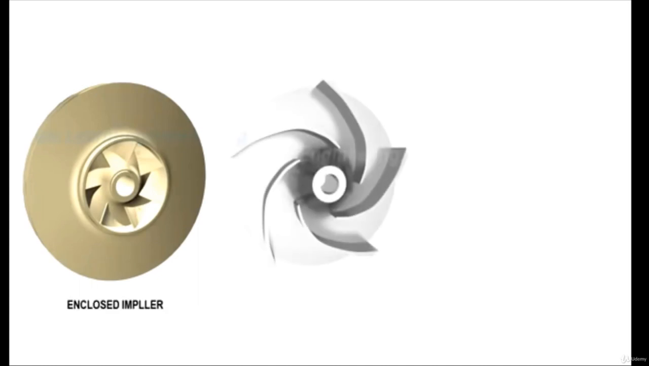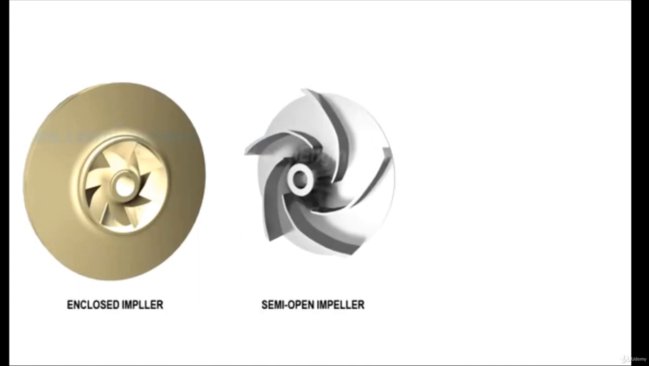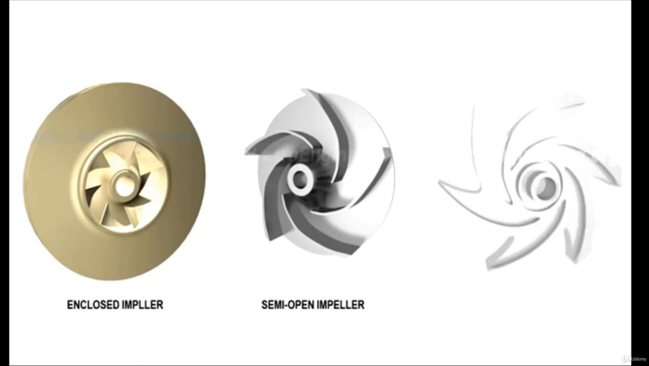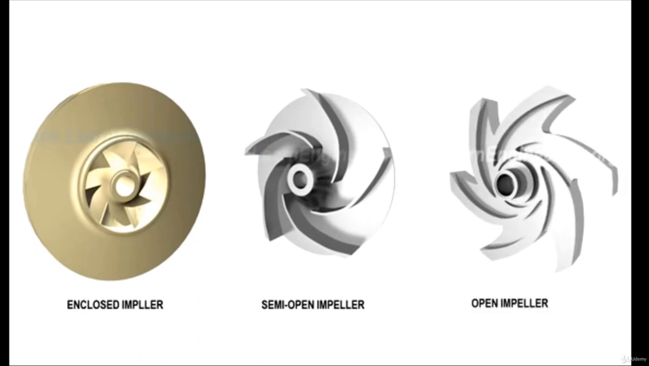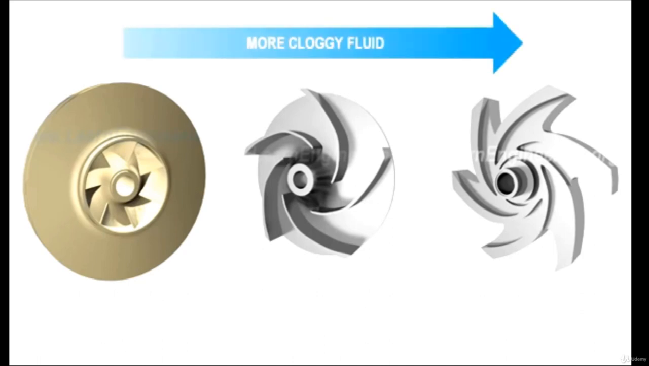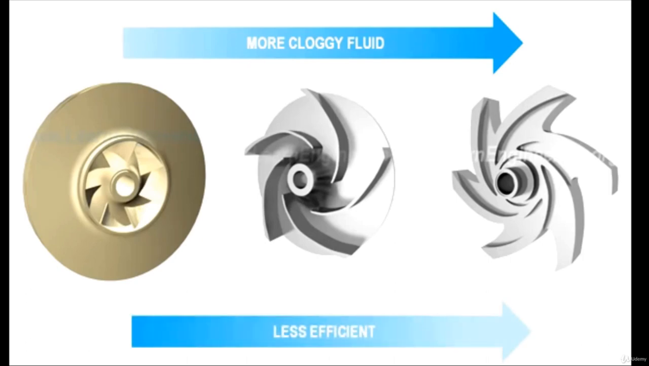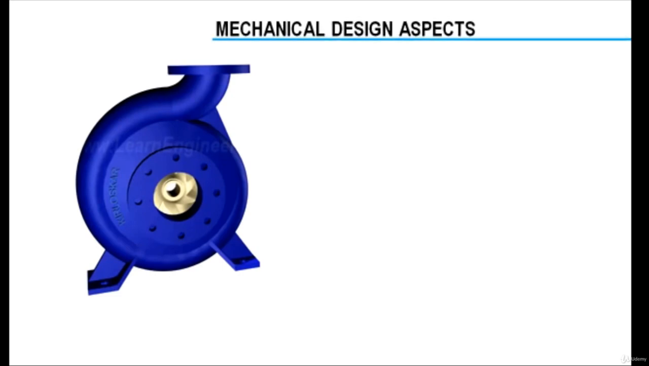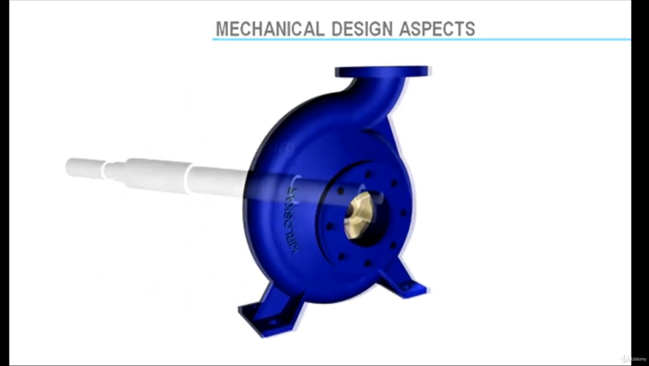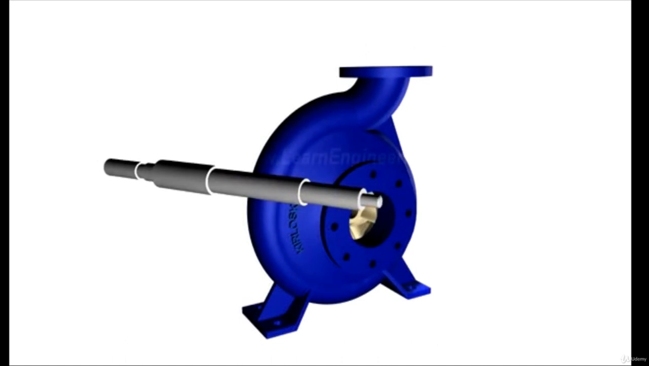The current impeller type is enclosed. Semi-open and open impellers are also in use depending upon the application. If the working fluid is clogging in nature, it is preferred to use an open kind of impeller, but they are slightly less efficient. Mechanical design of a centrifugal pump is always challenging. A shaft is used to connect the impeller and motor.